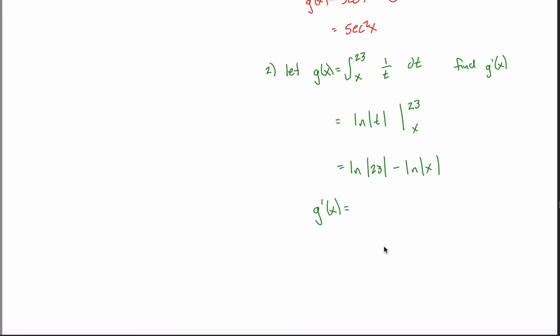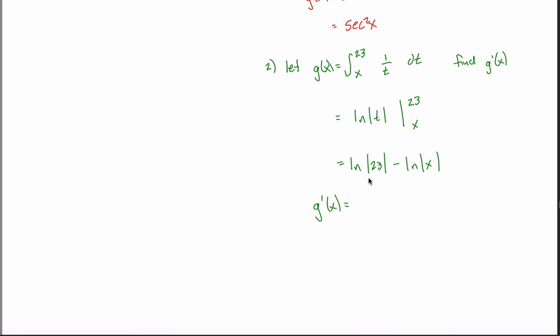So I can figure out that derivative. I can figure out g prime of x. The natural log of 23, I don't know what it is. You don't know what it is, but your calculator knows what it is. It's some number. And when you take the derivative of that number, regardless of what that number is, since that number is a constant, you just get 0.